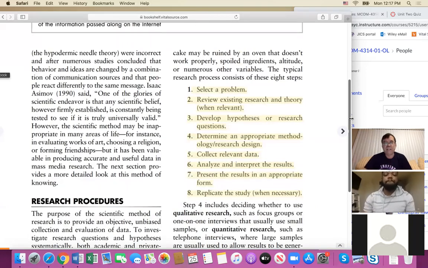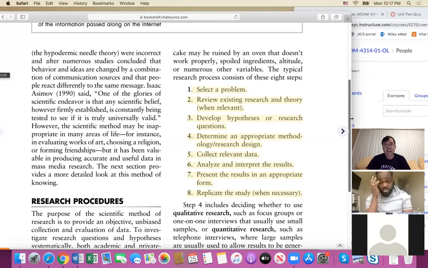First step, you select a problem. Second step, you review existing research and theory. That's a literature review. Third step, you develop hypotheses or research questions. This is where you're making the predictions.